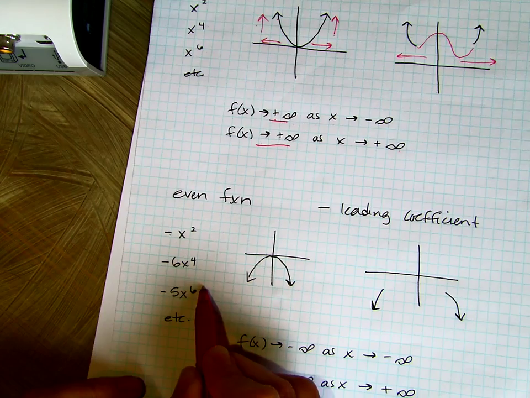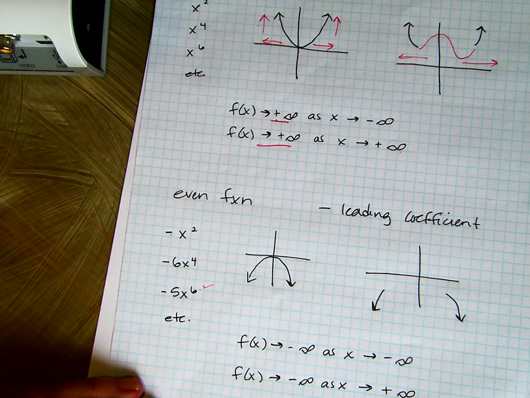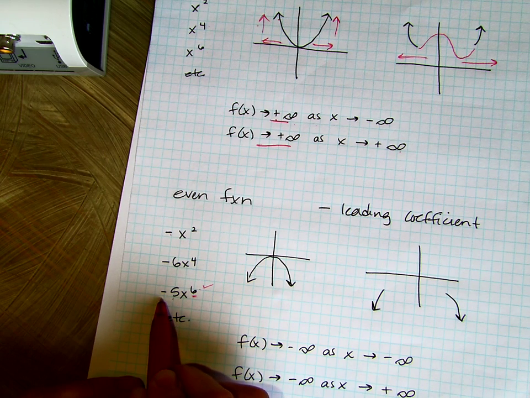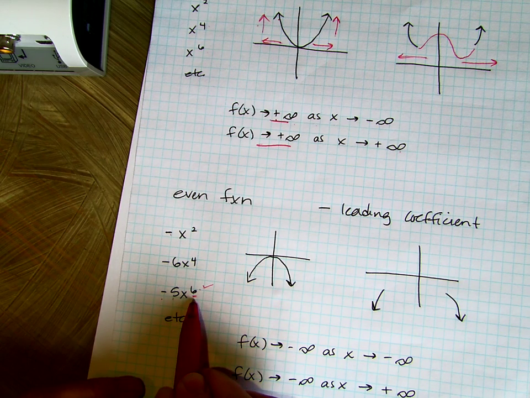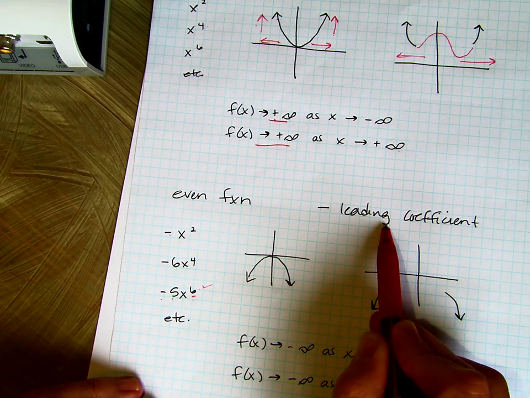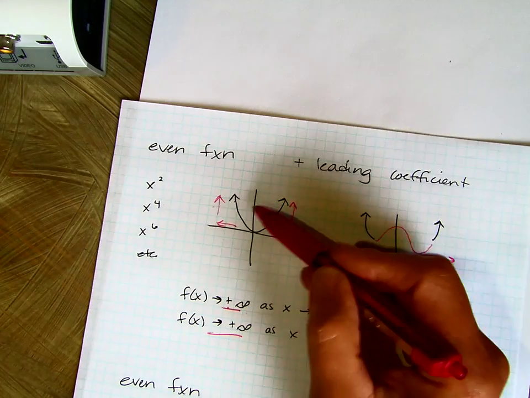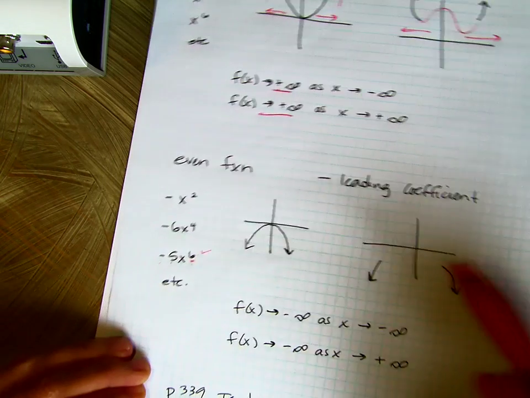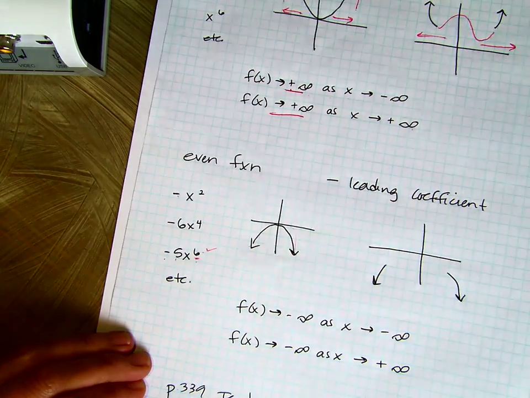Don't get confused. This is an even function because the degree is even. The leading coefficient doesn't matter whether it's odd or even. It does matter whether it's positive or negative. So a negative leading coefficient, an even function. They either both go up, if it's a positive leading coefficient, or they both go down.